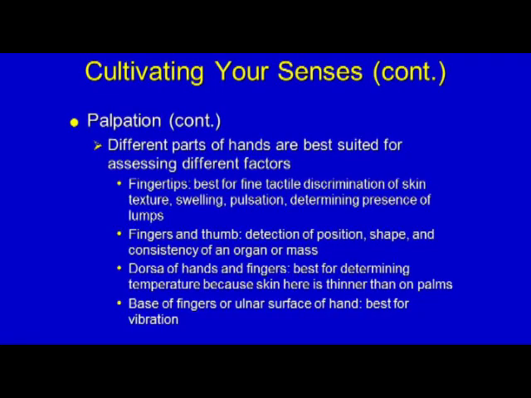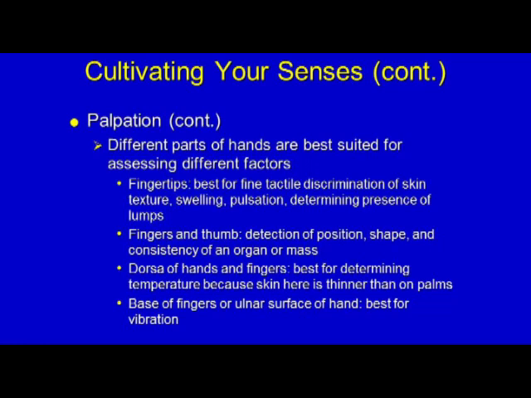So this slide just tells you what I said, is what part of the hand would be best suited for each of these. Fingertips might be for texture and swelling and pulsation. Fingers and thumb, you could put them around things, so maybe the position or shape of an organ or mass. So sometimes we use our fingers and thumb to identify how big a vessel would be, or maybe to be able to see the edges of an organ. So the dorsa or dorsum of the hands and fingers, because of temperature.